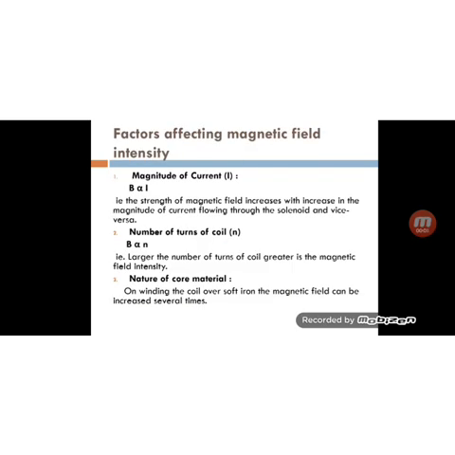Factors affecting the magnetic field intensity due to the solenoid. First, the factor is current. The greater the current flowing through the solenoid, the greater the strength of the magnetic field. That is, B is directly proportional to I. Second, the number of turns of the coil. The larger the number of turns of the coil, the greater the magnetic field intensity. That is, the more closely spaced the turns of the coil, the greater the magnetic field strength.